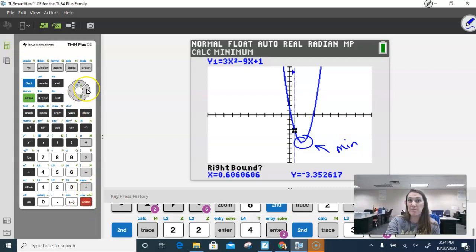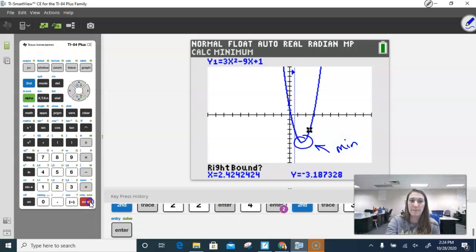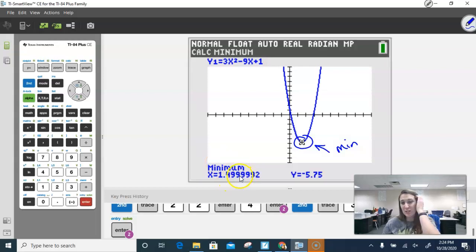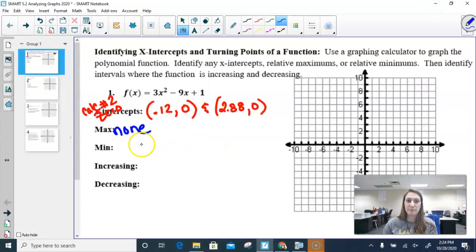And now it says right bound. So I'm going to use my right arrow and I'm going to scooch so that I'm a little after the minimum occurred. Hit enter. And then when it says guess, just be done, guys. Enter. All right. So now I need to write down the whole ordered pair. The whole ordered pair. And this is another pixelation issue, guys. I think by 1.4999999, they're referring to that as being 1.5. So I'm just going to write down 1.5, negative 5.75.